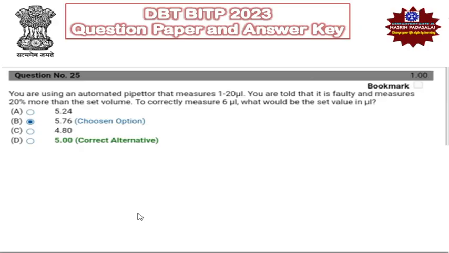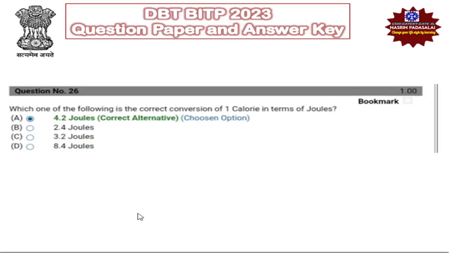If you set 5 microliter in the pipette, then it will be correctly measuring 6 microliter, because the pipette is with the mistake, there is something fault and measure 20% more than that of the set volume. So correct answer is 5. Next, which of the following is the correct conversion of 1 calorie in term of joules? Okay, so this correct answer is 4.2. 1 calorie is equal to 4.2 joules.